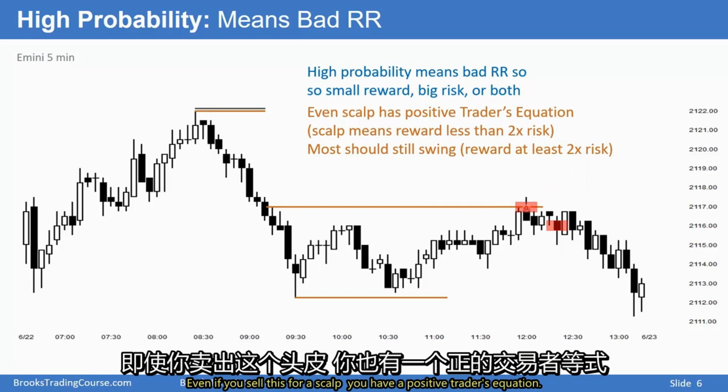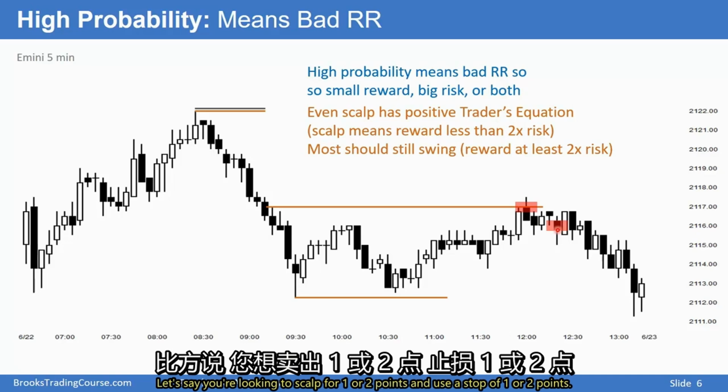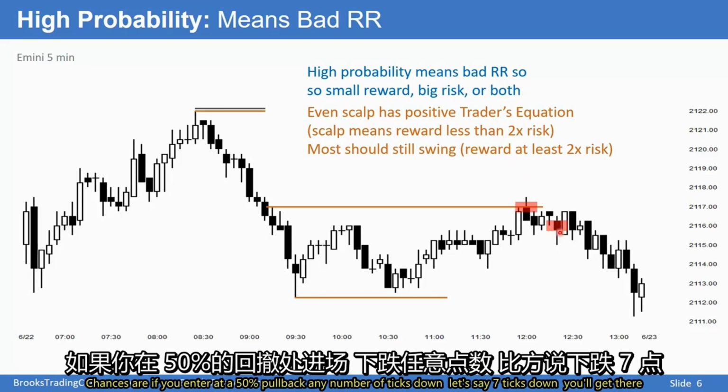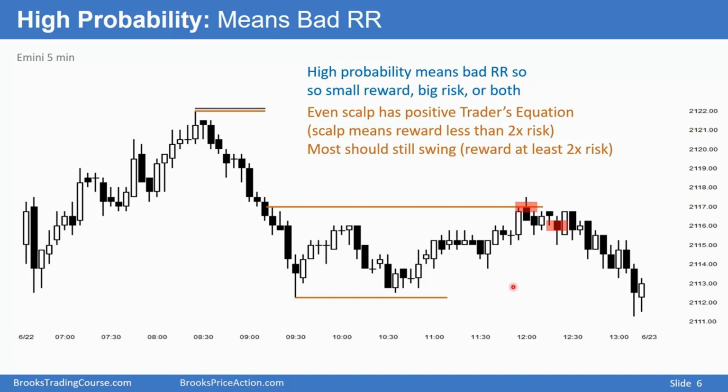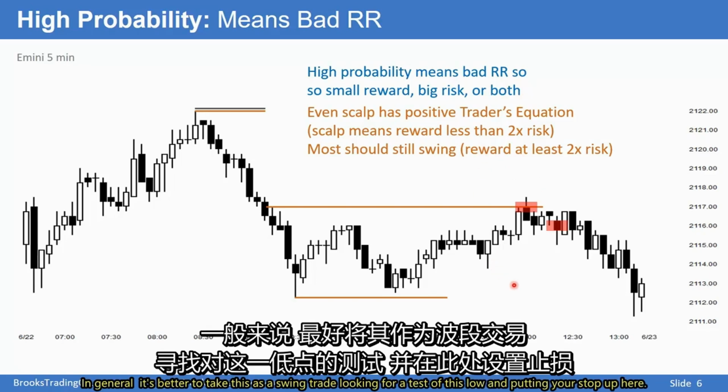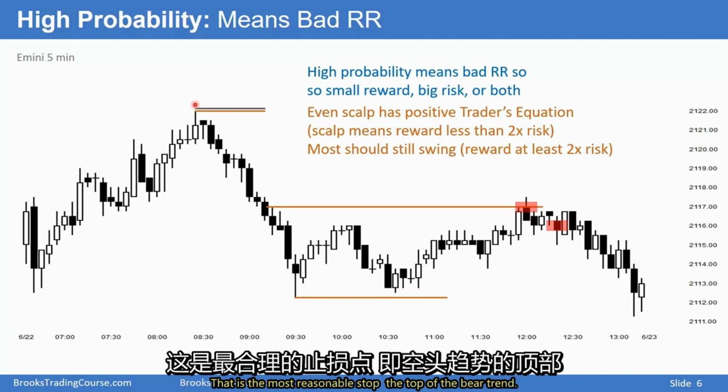Even if you sell this for a scalp, you have a positive trader's equation. Let's say you're looking to scalp for 1 or 2 points and use a stop of 1 or 2 points. Chances are, if you enter at a 50% pullback, any number of ticks down, let's say 7 ticks down, you'll get there before it goes 7 ticks up. 15 ticks down before it goes 15 ticks up. In general, it's better to take this as a swing trade, looking for a test of this low and putting your stop up here. That is the most reasonable stop, the top of the bear trend.